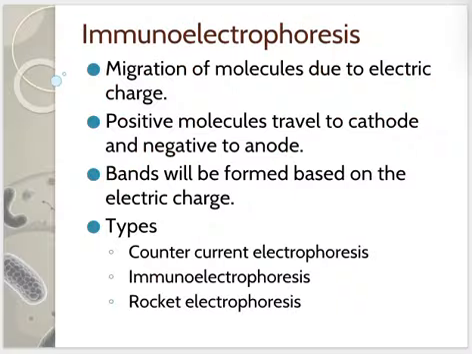Immunoelectrophoresis combines electrophoresis and immunodiffusion to separate and identify proteins based on their electric charge. Molecules migrate towards electrodes depending on their charge, forming bands that represent different antigens. This method includes variations like countercurrent electrophoresis and rocket electrophoresis, each providing unique ways to analyze immune complexes and protein concentrations.